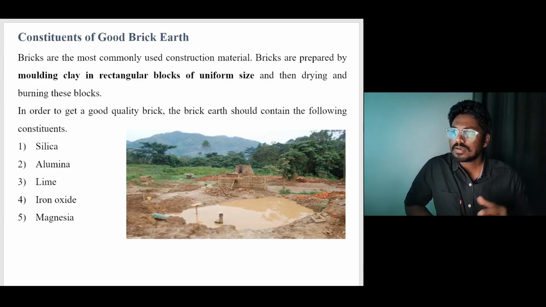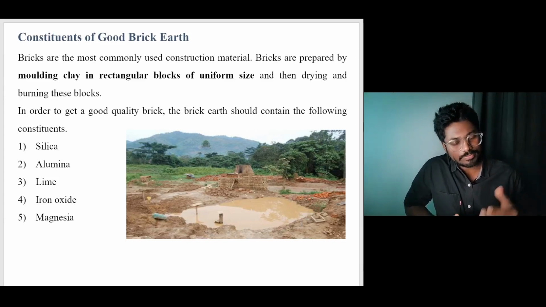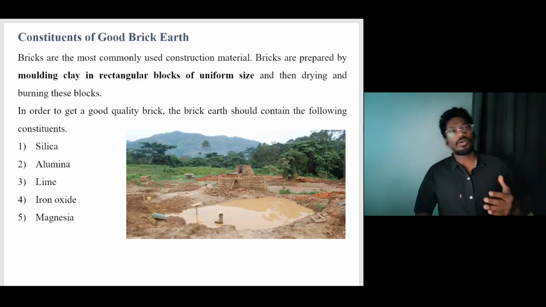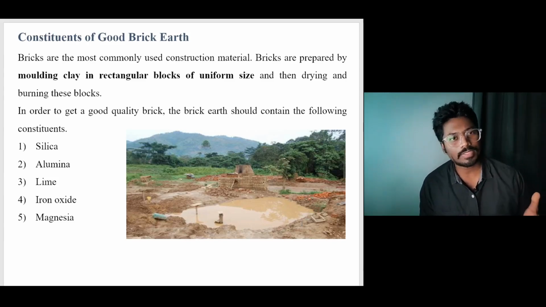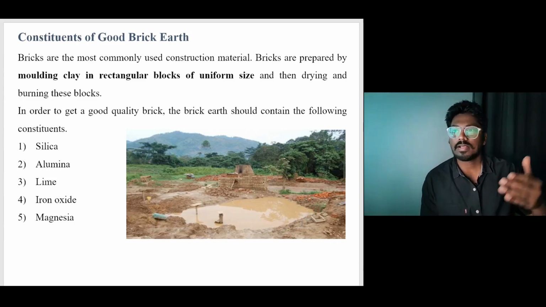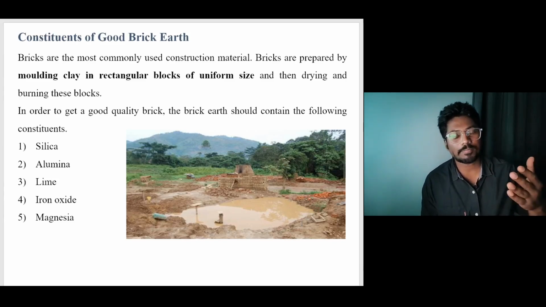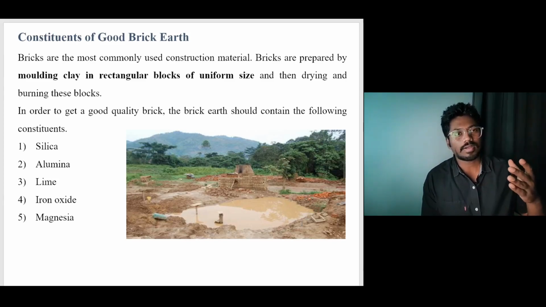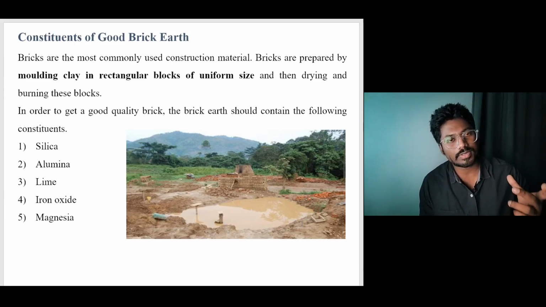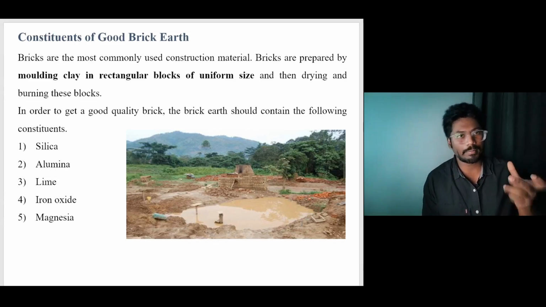But then we need specific constituents in that particular mud in order to make it qualified as a good construction material. For instance, the constituents of good quality brick are silica, alumina, and lime. You need iron oxide and magnesium in order to have a good construction grade brick masonry.